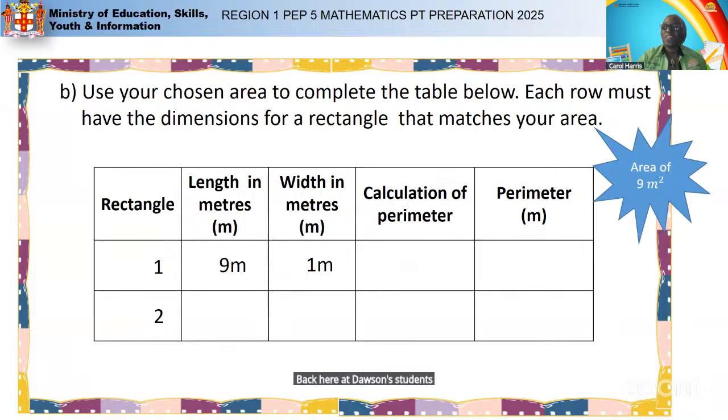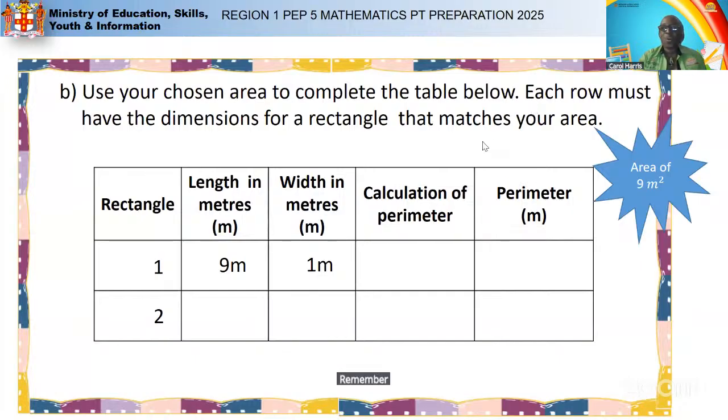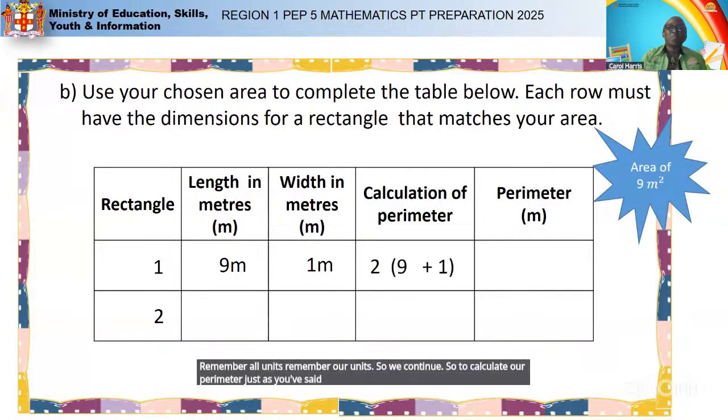Thank you for all the feedback. Well done. Remember our units. So we'll continue. To calculate our perimeter, just as you've said, the perimeter would be 2 times (9 plus 1). Or you could have said 2 times 9 plus 2 times 1. However you presented it, that's fine. Giving us a perimeter of 20.